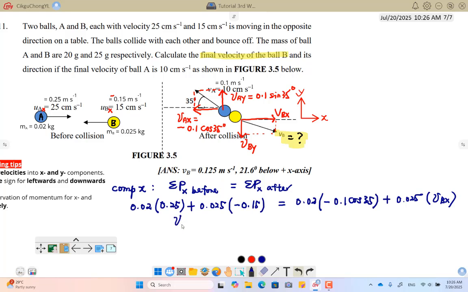So we can determine the X component for the final velocity of ball B, VBX. It will be around 0.116 meter per second. Okay. Then I do it for component Y.